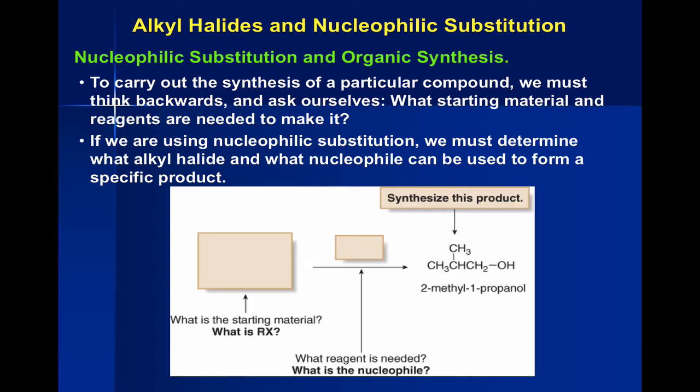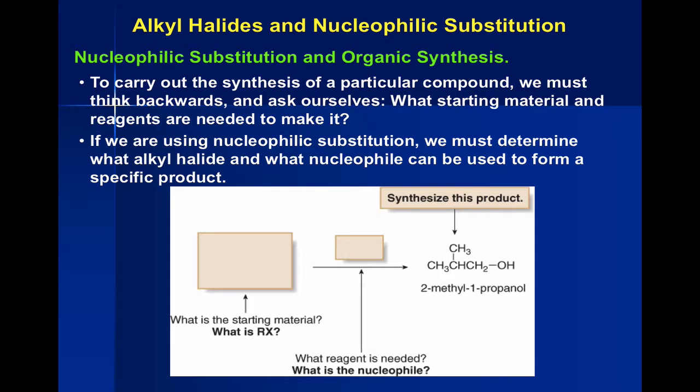So to carry out the synthesis of a particular compound, you really have to think kind of backwards. This is known as retrosynthetic analysis. And I'm not going to spend a whole lot of time on it right now. We'll deal with it a lot more when we get into Organic 2, but we kind of need to introduce it right now. So let's suppose I sent you into the laboratory and I asked you to make 2-methyl-1-propanol, and that's all I told you.